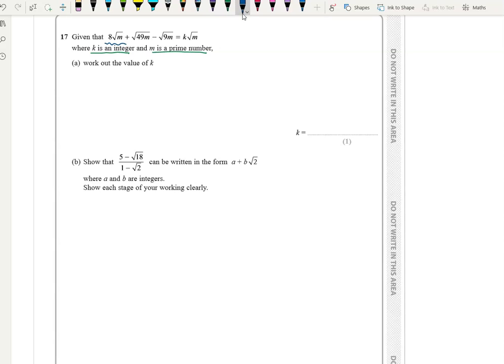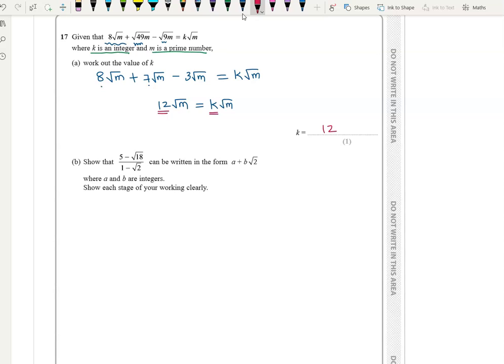Now 8 root m, we cannot simplify it further. You write it the same, 8 root m plus the square root of 49 is 7, and inside the root we will be left with only m, minus the square root of 9 is 3, it will become 3 root m equals k root m. Now if you look at the left hand side, all are like terms, so we can combine them. 8 plus 7 is 15, minus 3 gives me 12 root m, which is equal to k root m. When you compare the two sides, the value of k is 12.